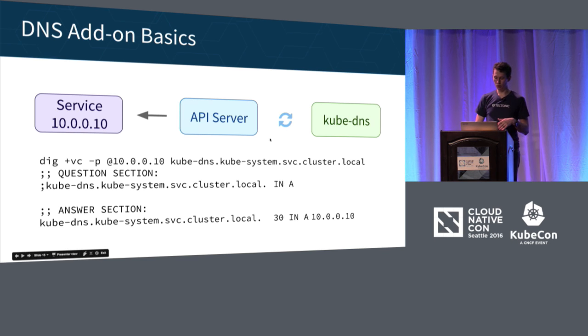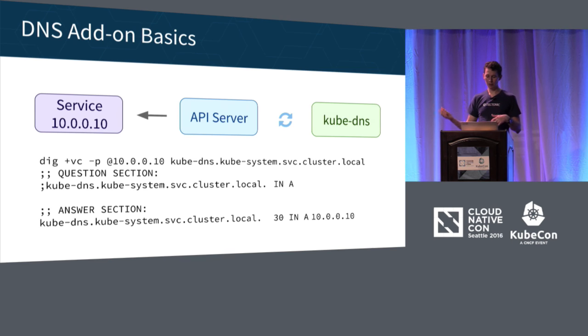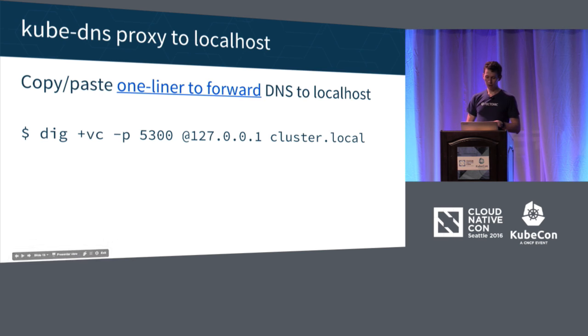10.0.0.10. So if you were to go onto one of the pods in the system and run dig, you'd say dig at this IP address, and you could say resolve the DNS service itself, which runs at kube-dns.kubesystem.service.cluster.local. Straightforward.